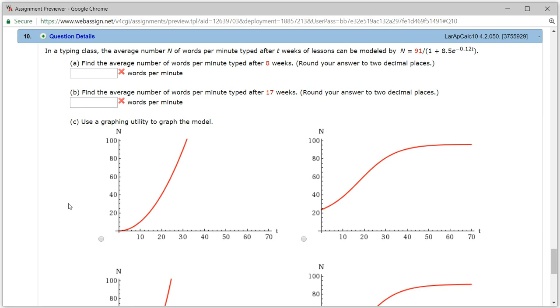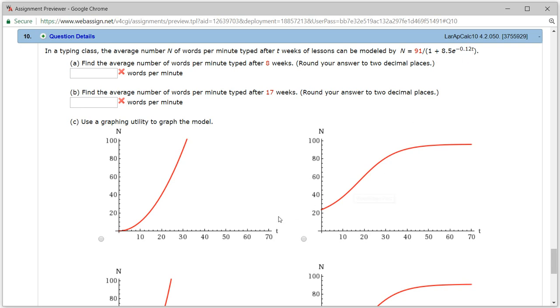All right, let's look at homework 4.1, 4.2, problem number 10. In a typing class, the average number n of words per minute typed after t weeks of lessons can be modeled by this function here. Part A: find the average number of words per minute typed after 8 weeks. So we just want to plug in t equals 8.